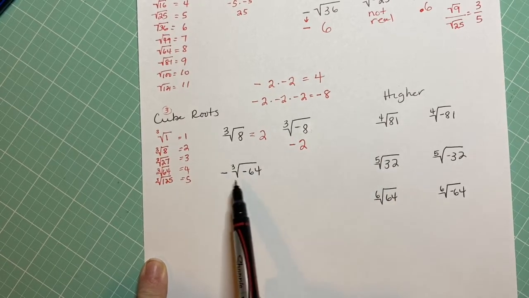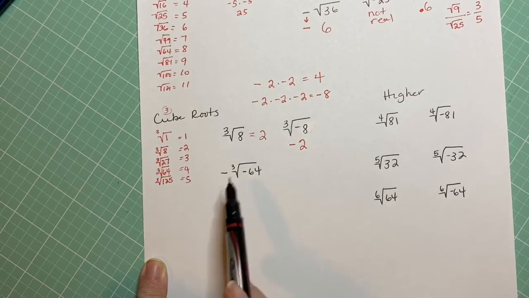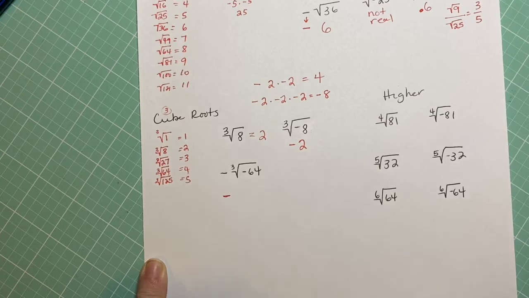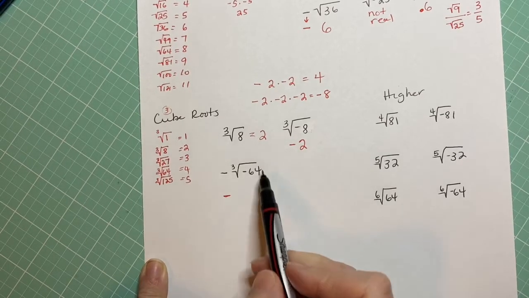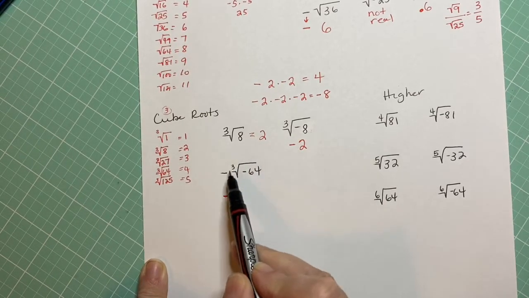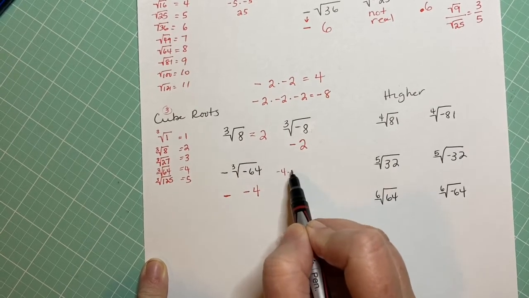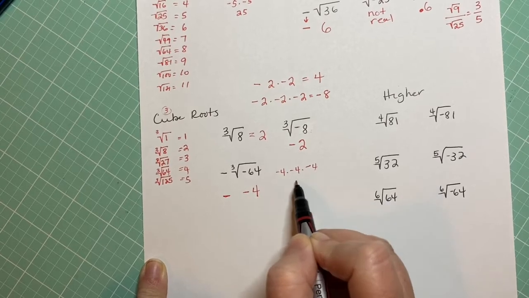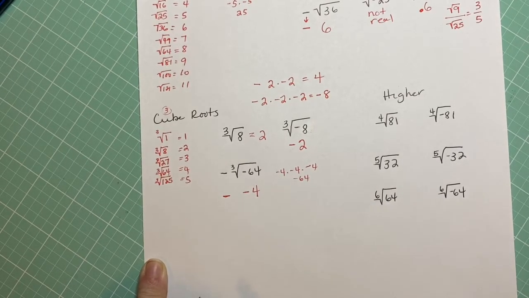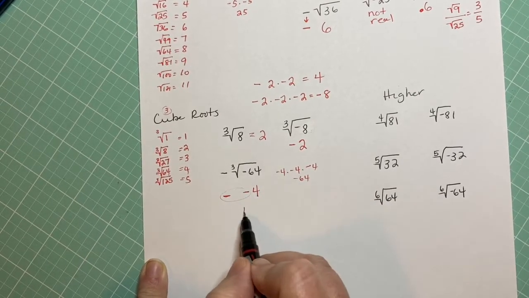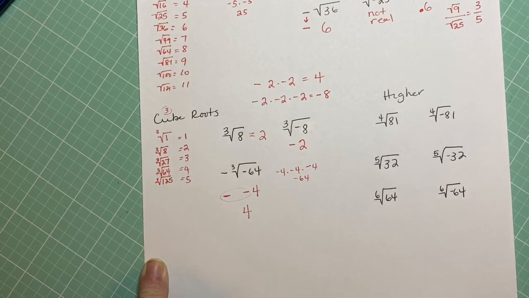And so the same thing on this last one. This negative out front is just going to come down. It stays there. And then the cube root of negative 64 is negative 4 because negative 4 times negative 4 times negative 4 is negative 64. But then we have a double negative, which means our final answer for that one is just going to be a positive 4.